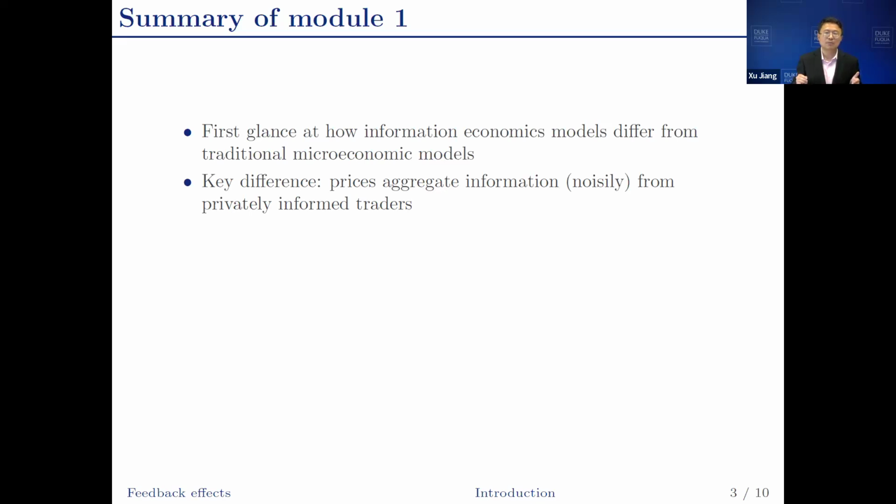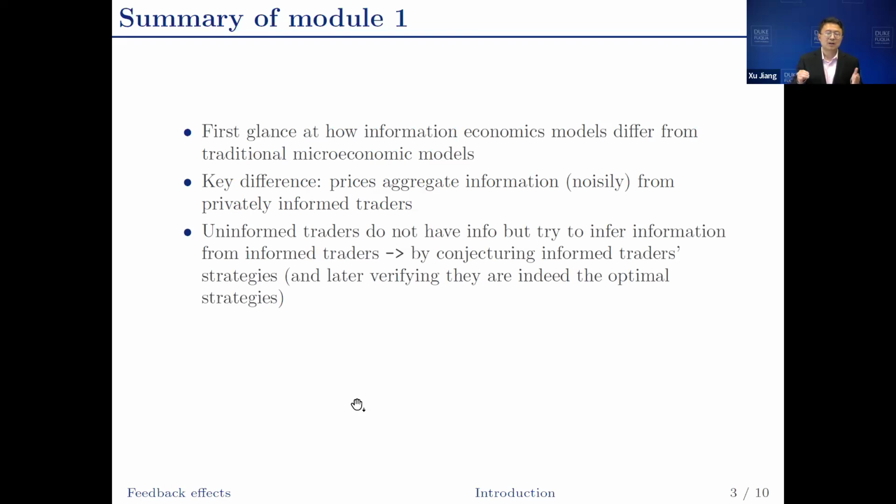Such aggregation, however, has to be noisy. It cannot be perfect, because as pointed out by Grossman-Stiglitz, if such aggregation is perfect, everybody is going to learn about the information from prices. Nobody is going to acquire private information. But if nobody acquires private information, how can prices aggregate information from privately informed traders?